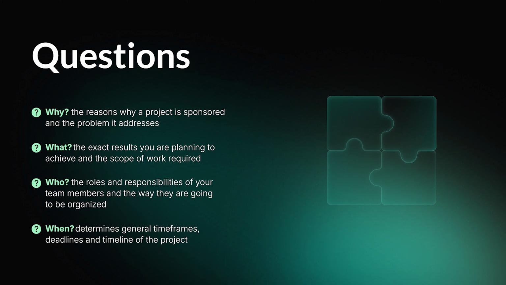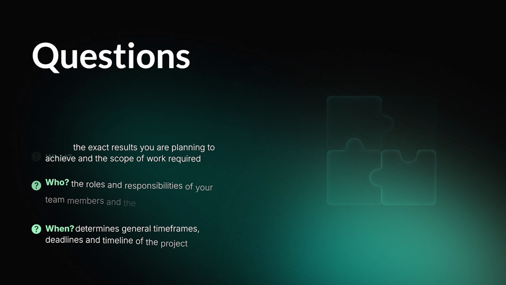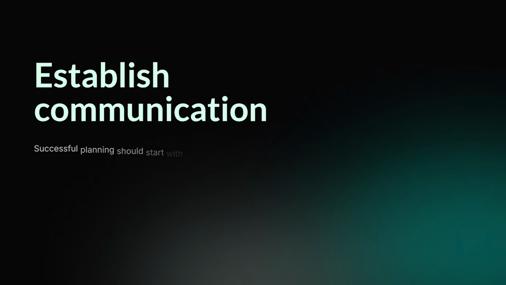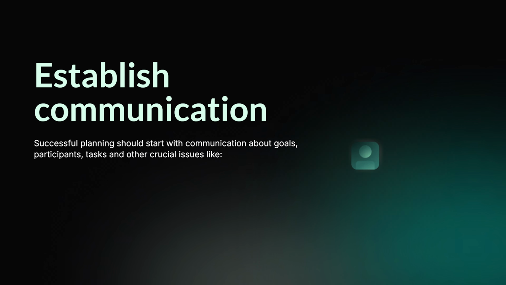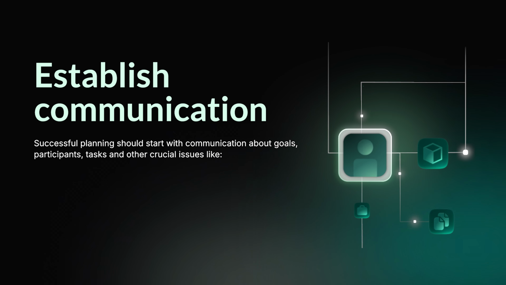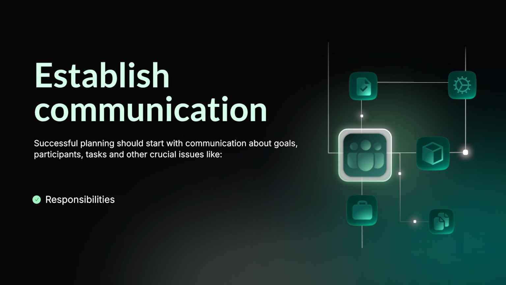Now that we've outlined a general picture, let's see the actual planning steps. Even though there isn't a universal plan that fits every project, there are some common patterns to be referred to. Successful planning should start with communication with the team about goals, participants, tasks, and other crucial issues. There should be perfect clarity about responsibilities for any given task, resources required, deliverables, deadlines, and so on.